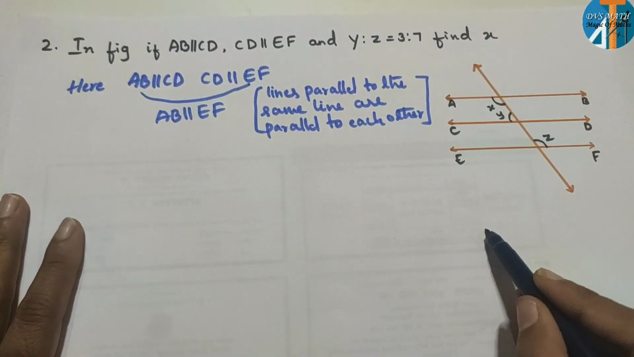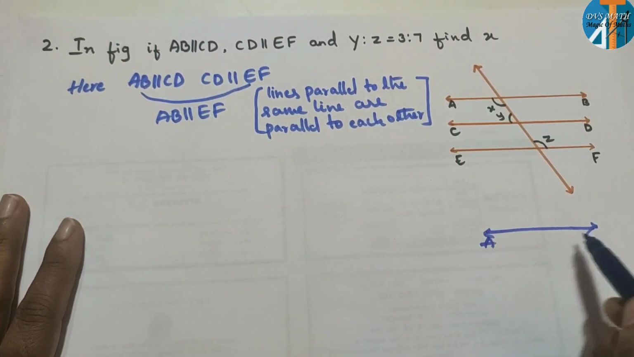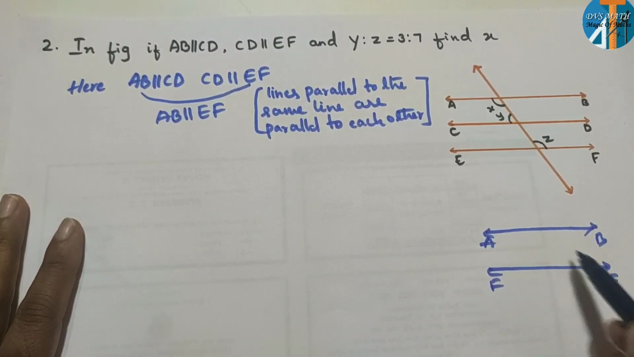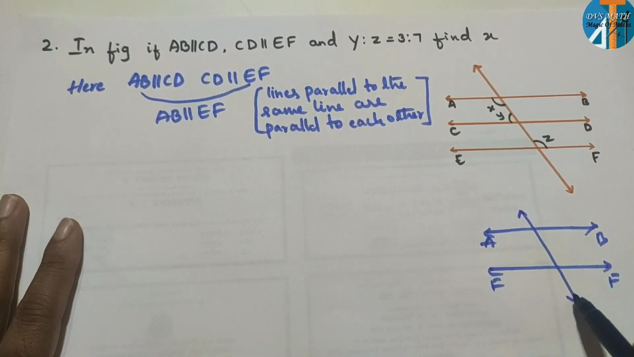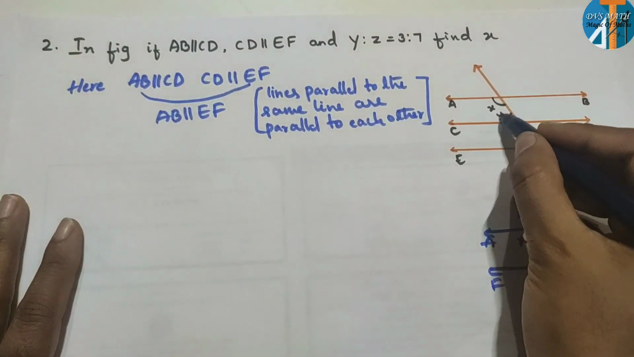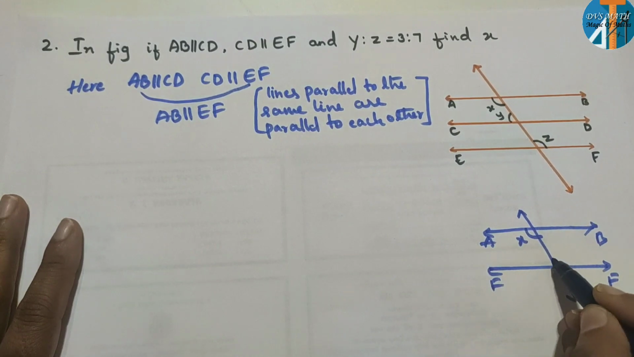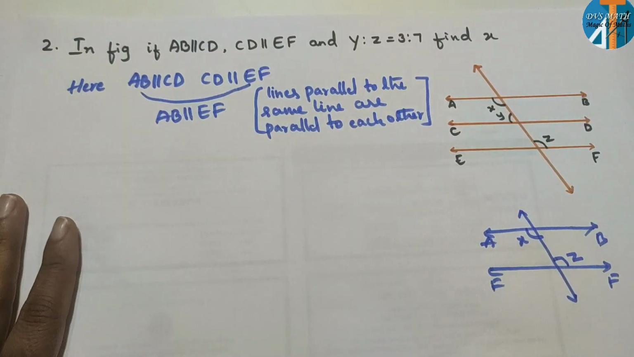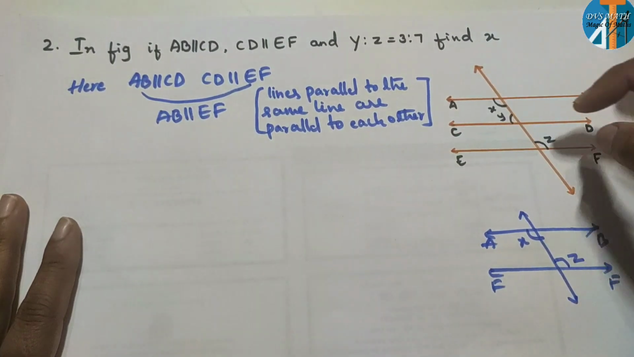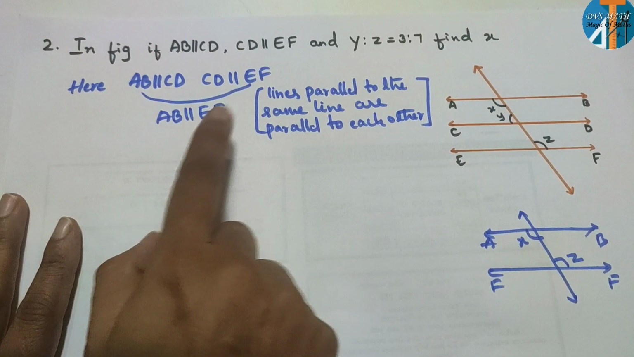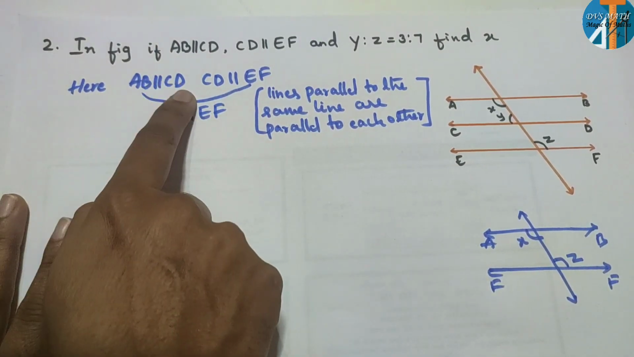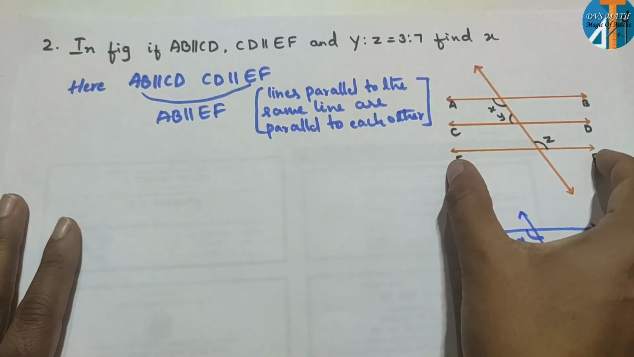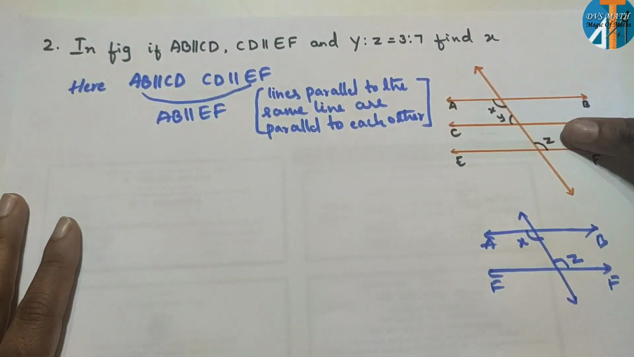Now AB is parallel to EF. If I take them separately, this is AB, this is EF, and if I take a transversal, this is x. We are not taking y. Just observe, this is x and this is z. Don't take the middle line; I'm taking only AB and EF, as we got from this one.